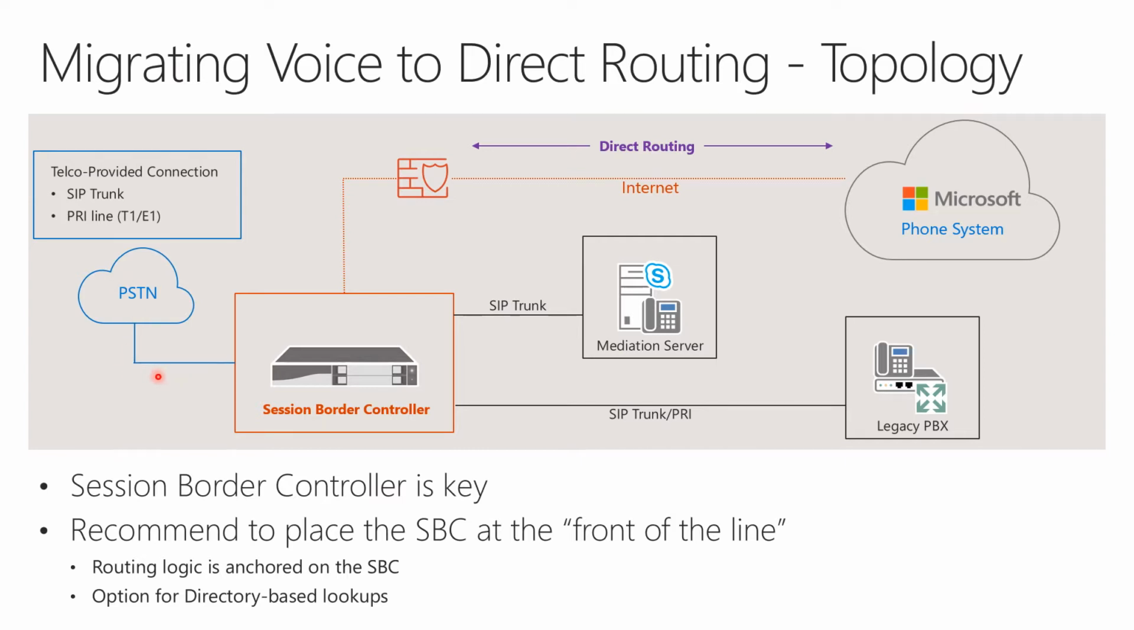So the carrier connection comes directly to the SBC, and now the SBC can see all of the possible places to route the call. Should I send it to the legacy PBX, to the Skype for Business environment, or to Teams? The SBC, being at the front of the line, has that capability of being able to make that decision. This helps to simplify the routing logic because it is anchored on that SBC, and it gives us some more creative options that we could use, such as directory-based lookups, which I'm going to cover a little bit later in this training.